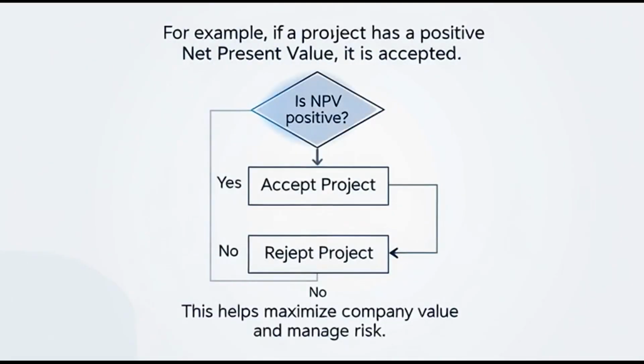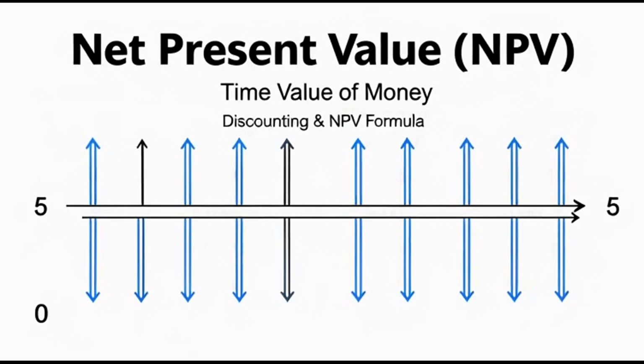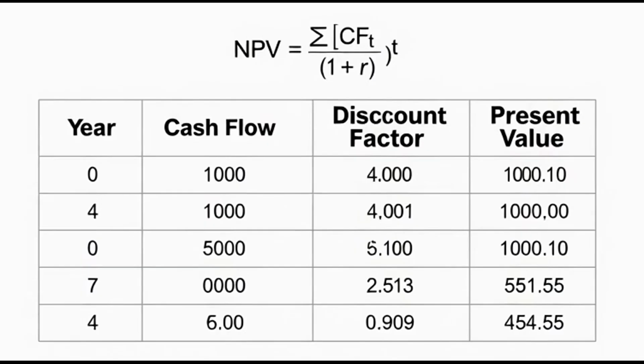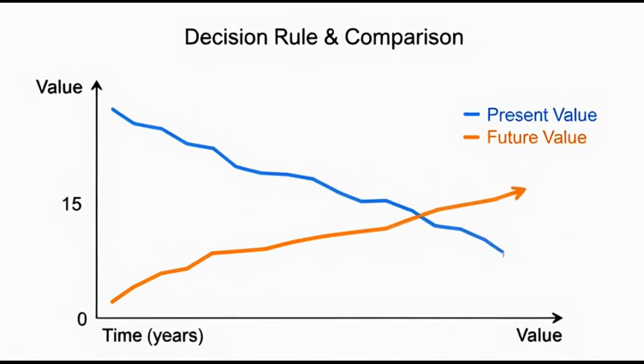For example, if a project has a positive net present value, management accepts it. Net present value measures how much value a project adds today by discounting future cash flows. This accounts for the time value of money when you find present value. If the NPV is positive, the project is profitable and should be accepted.